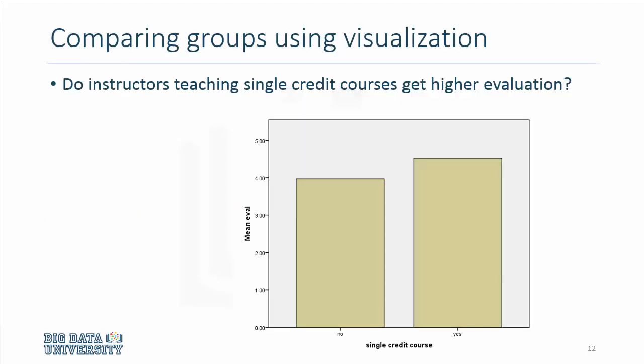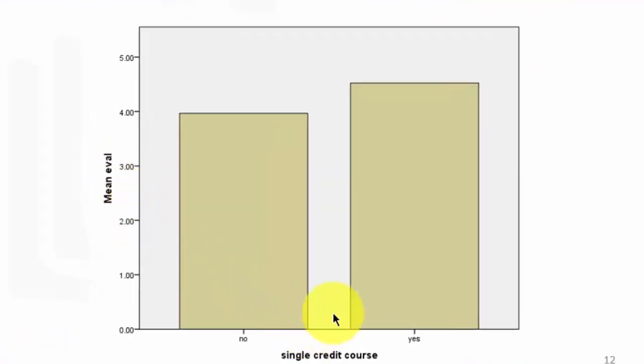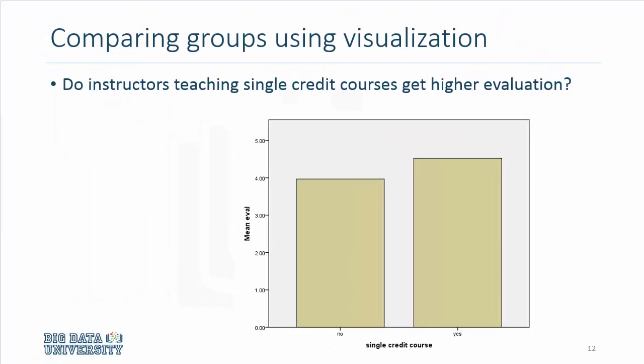So using the same data set of teaching evaluations, we asked this question: do instructors teaching single credit courses get higher evaluations? And we see that yes, they do. The mean evaluation, when plotted as a chart, you see that those who teach single credit courses, the average teaching evaluation is slightly higher. Let's look at some other graphics before we attempt to repeat the same in SPSS.